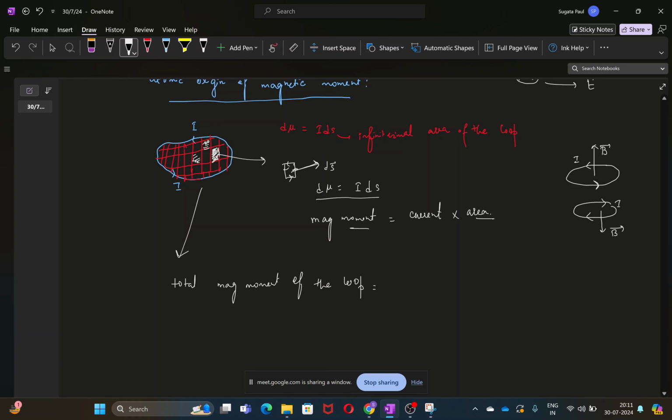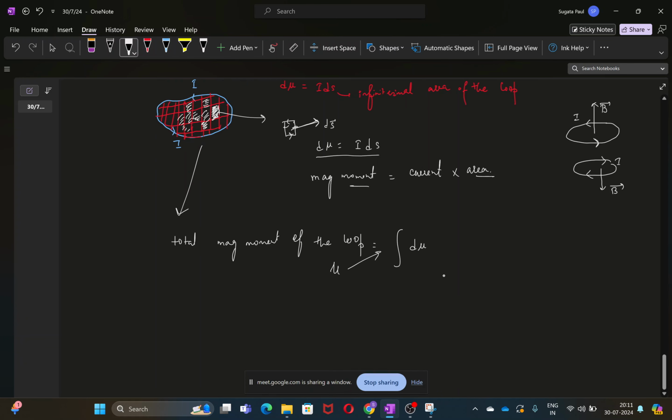Because there are many such small portions, you need a total sum over them. So you have to do an integral over the infinitesimal magnetic moments. So the total mu is basically the integration over all the small or infinitesimal magnetic moments coming from the individual area elements.